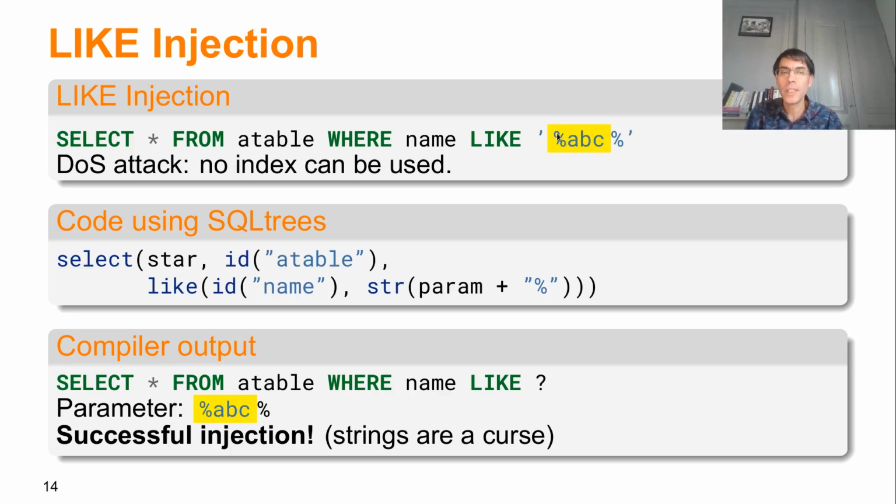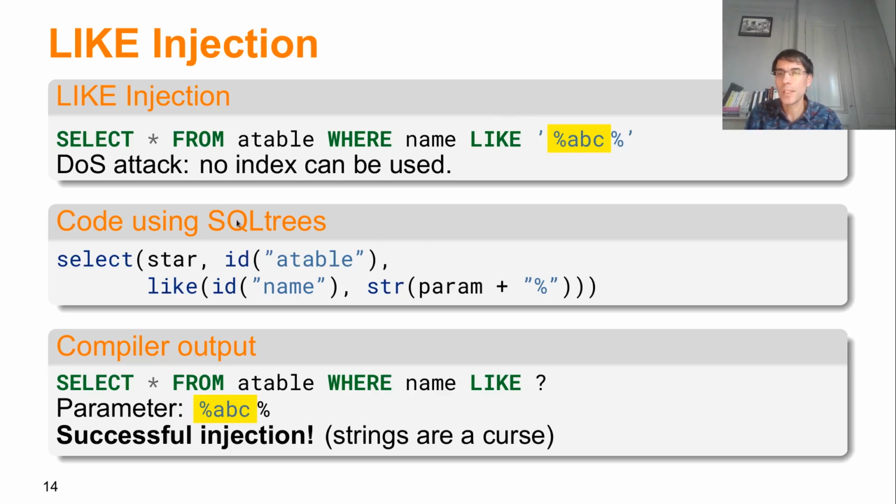So instead of looking at some prefix in the database, which is quite fast if you have the right index, the database will have to look at all strings which contain ABC. And if the corresponding index does not exist in the database, it can be much slower. So an attacker might opt to do a denial of service attack by passing such a pattern.